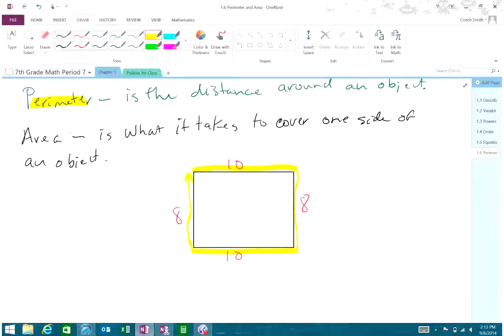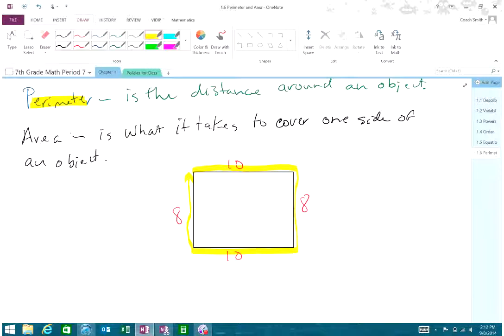I'll take it up. It says perimeter is the distance around an object. If you'll let me speak, I'm fixing to move to the next one. But I guess it's in y'all's genes. You got to interrupt me. Area is what it takes to cover one side of an object.